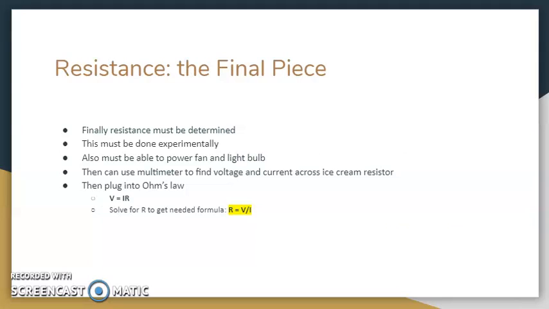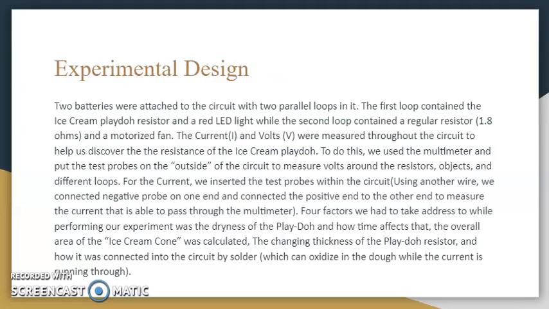We had to do this experimentally and also be able to power a fan and a light bulb by creating a circuit. We then used our multimeter to measure the current and voltage across the ice cream resistor and plugged those into Ohm's law to calculate resistance. To control for the area and length of the resistor, we did not touch or alter the ice cream shape in any way. To control for moistness, we wiped our hands and limited touching of the ice cream resistor. To limit solder oxidation, we disconnected the current while not taking measurements.